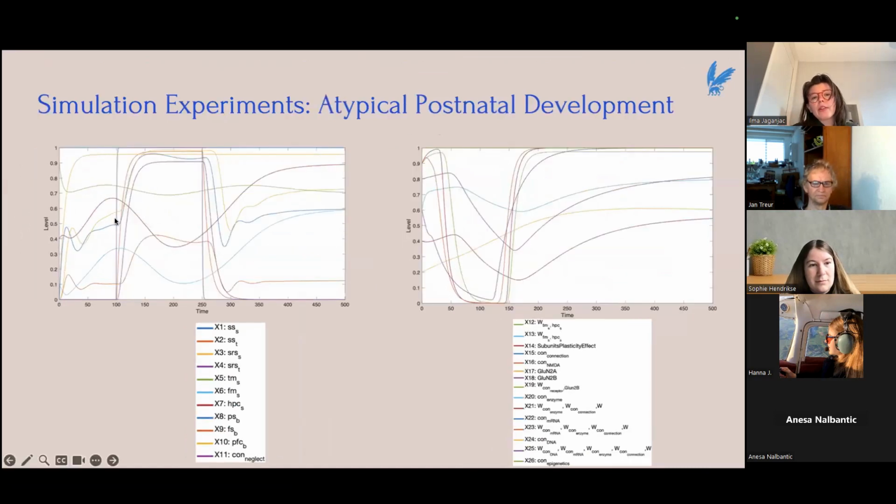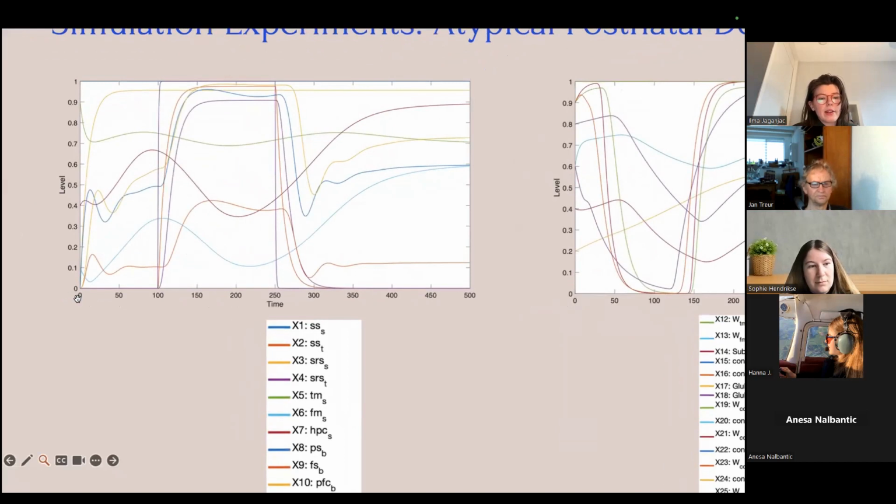So what happens when there's an atypical postnatal development? Somebody is experiencing neglect. Focus first on the base layer again. We see that here from 100 to 250, which is the time from 5 to 12 years old, there's neglect. Before that, there is no neglect. So the same pattern happens as in the typical postnatal development.